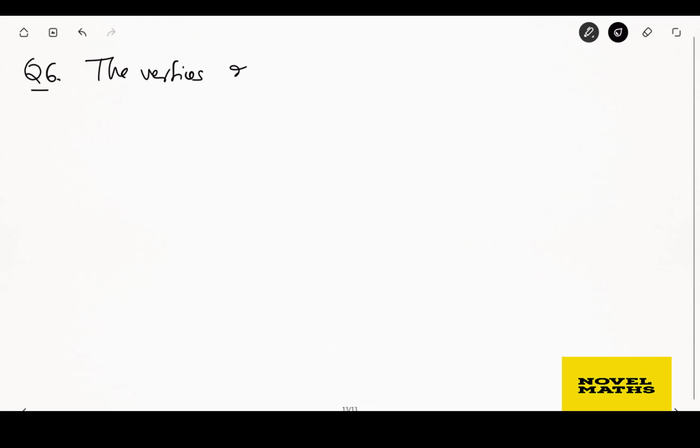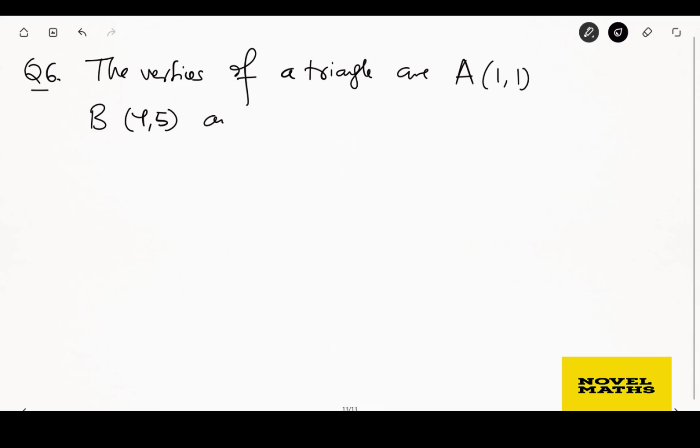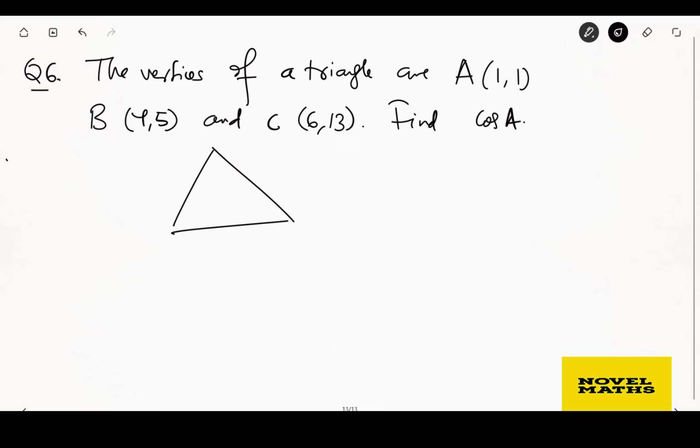The vertices of a triangle are A(1, 1), B(4, 5), and C(6, 13), and we need to find cos of this angle. If we draw these points, (1, 1), (4, 5), (6, 13), we need to find cosine of this point, right?